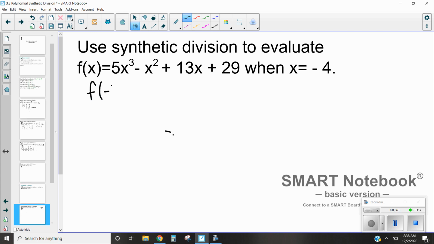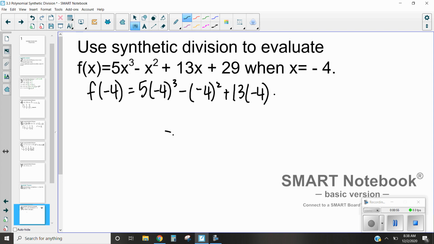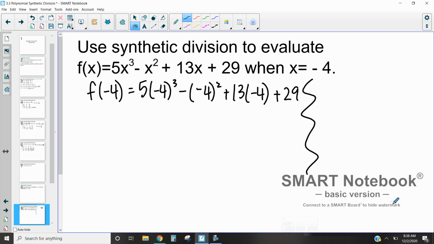We can either do f of -4 and plug -4 in: 5 times -4 cubed minus -4 squared plus 13 times -4 plus 29. Now, I don't know about you, but that seems a little bit overwhelming and like a lot of work. So instead, we're going to use synthetic division to evaluate what x minus 4 is going to be. Because by that remainder theorem, if I do synthetic division where I put -4 in my box up here, then whatever I get for my remainder is going to be what this equals. So let's take a look and see what happens.